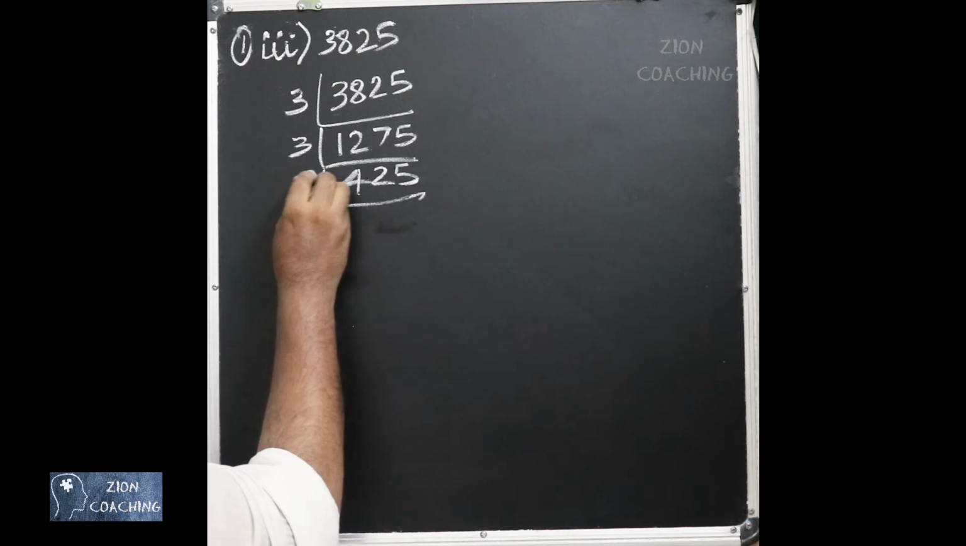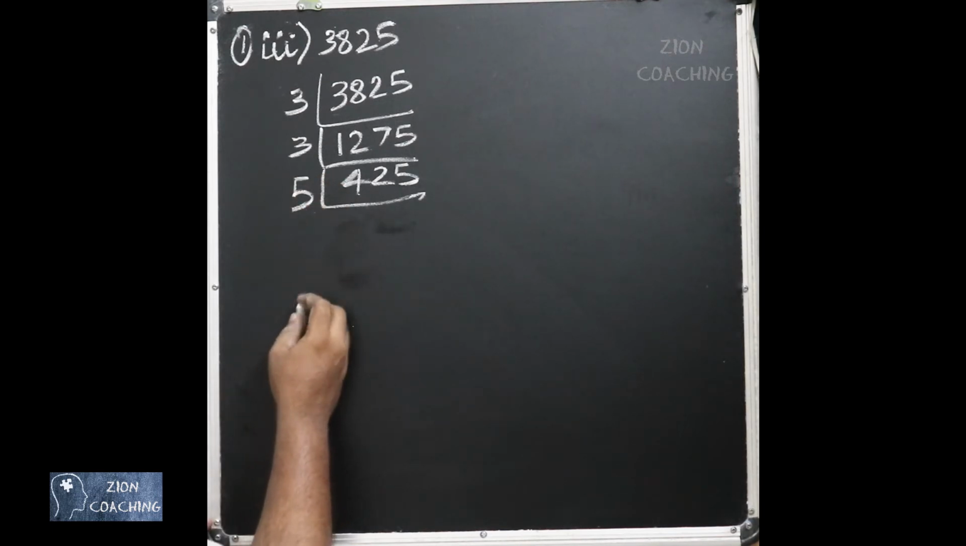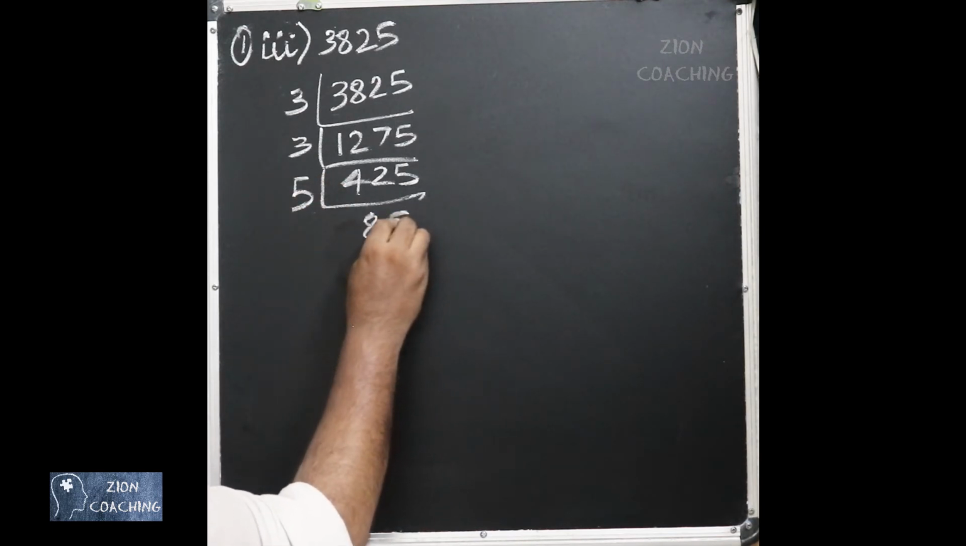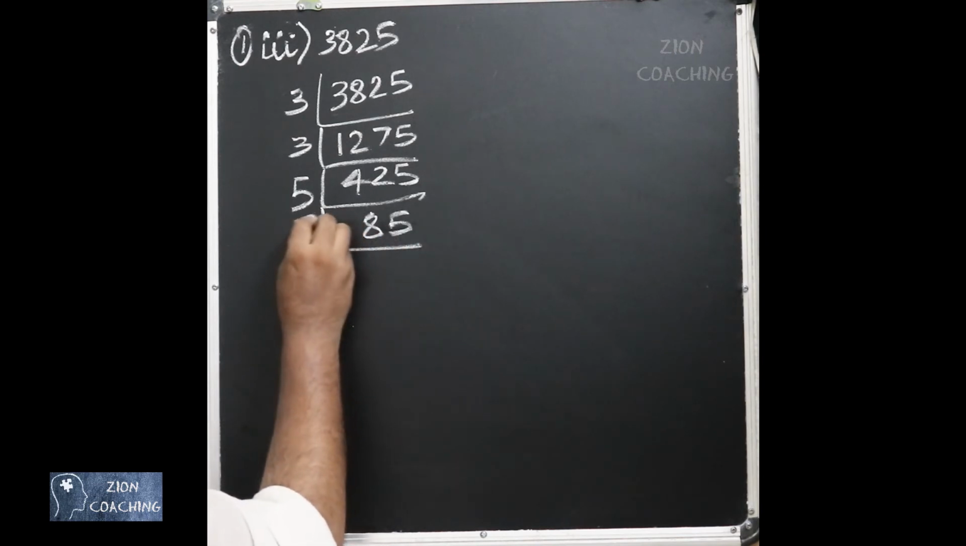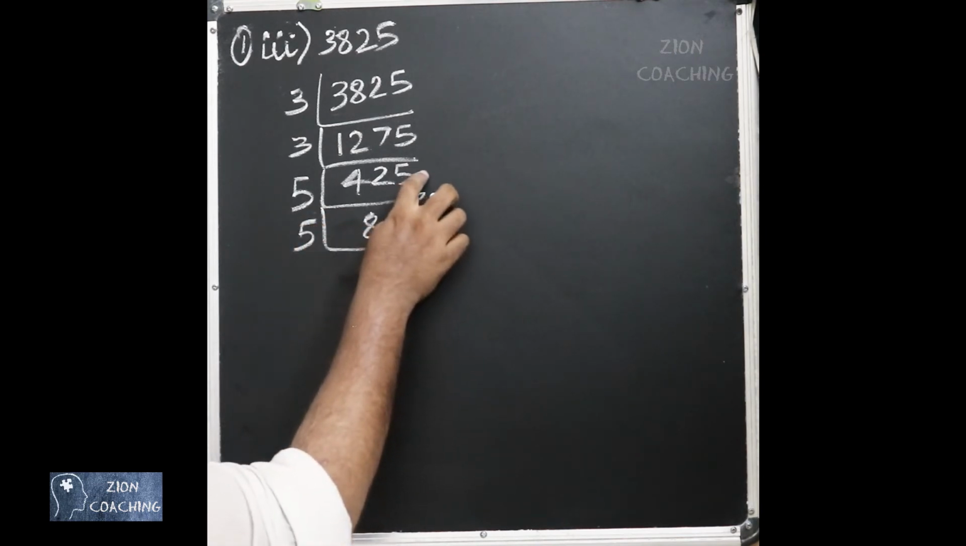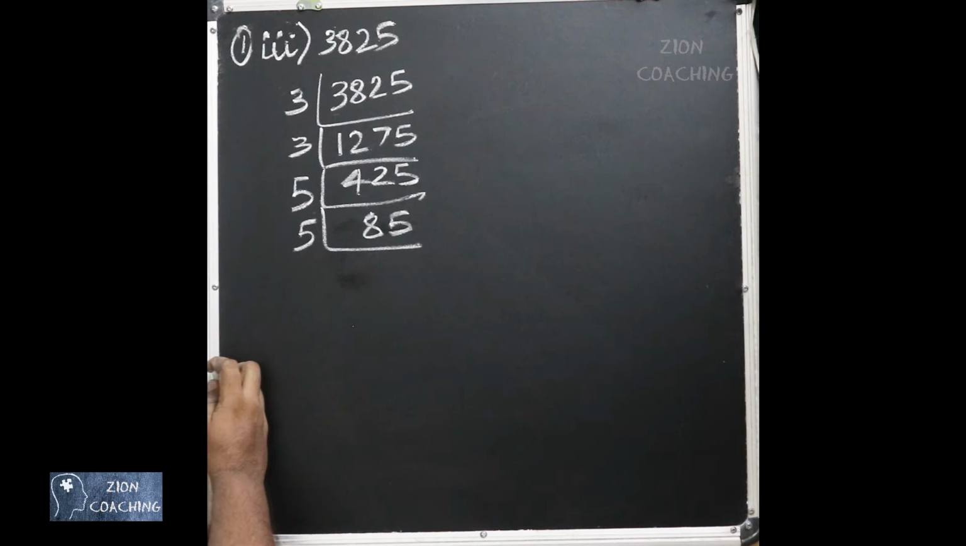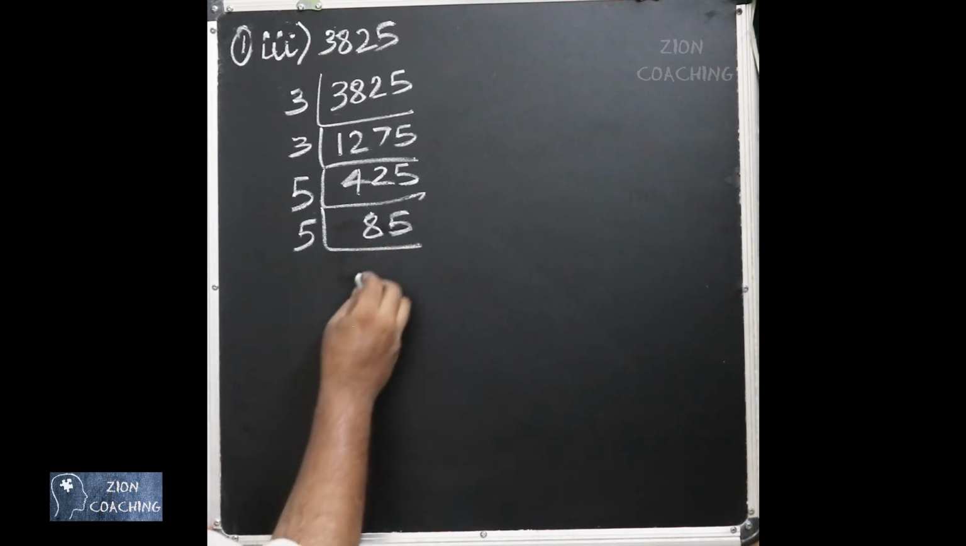So we will go for the next prime number, that is 5. 8 5s are 40, 5 5s are 25. Again you can divide by 5. All numbers ending with 5 and 0 are divisible by 5. So this number is divisible by 5.